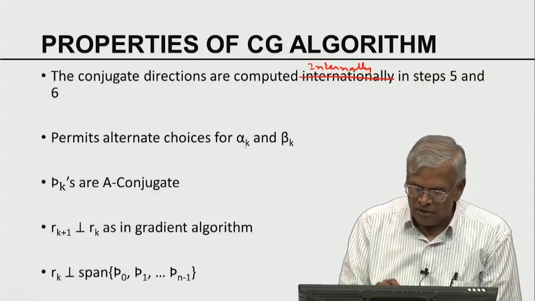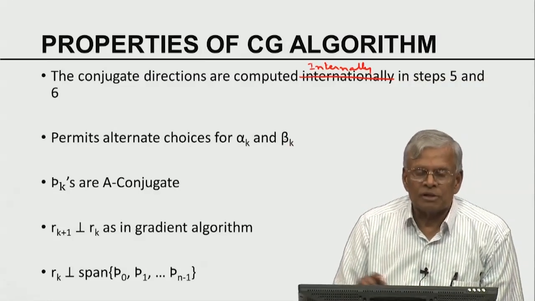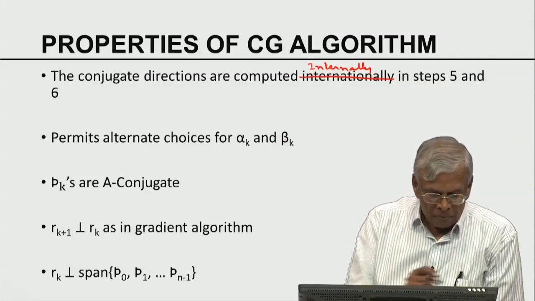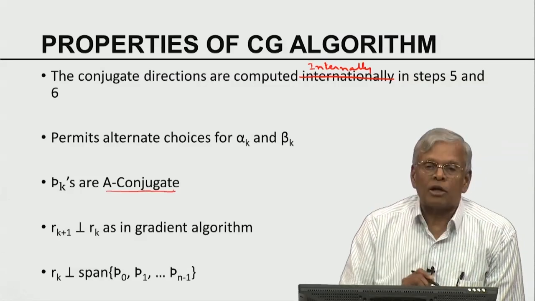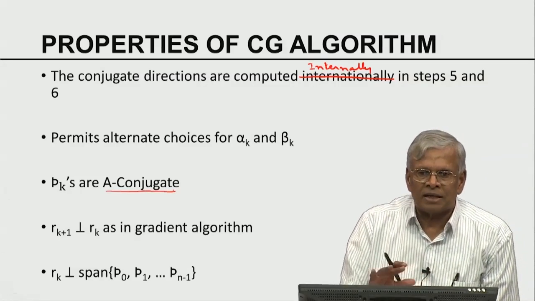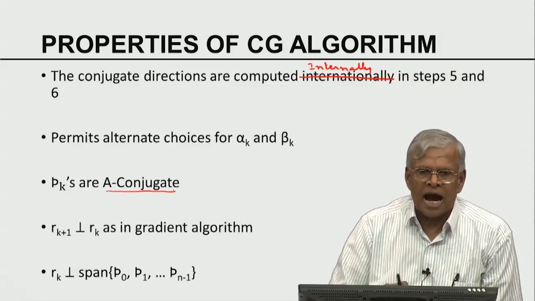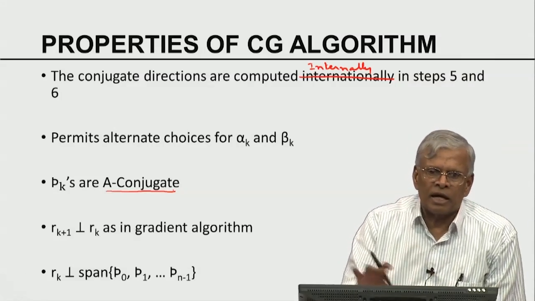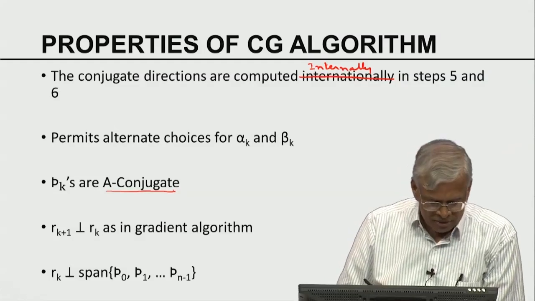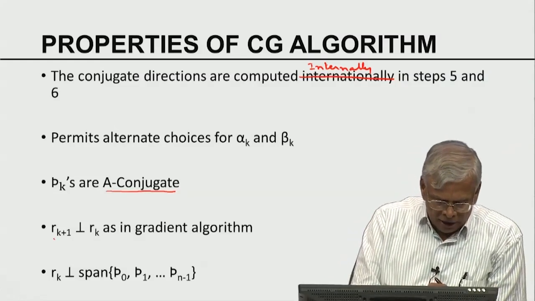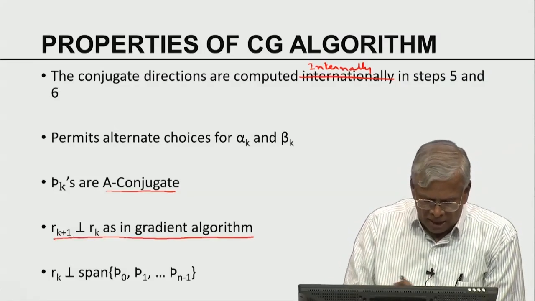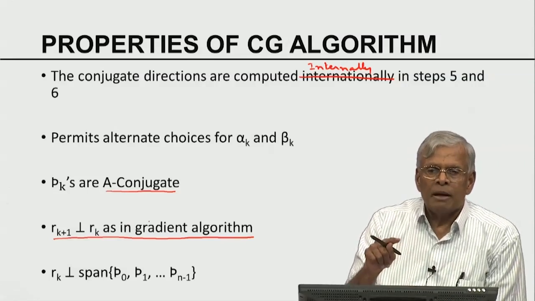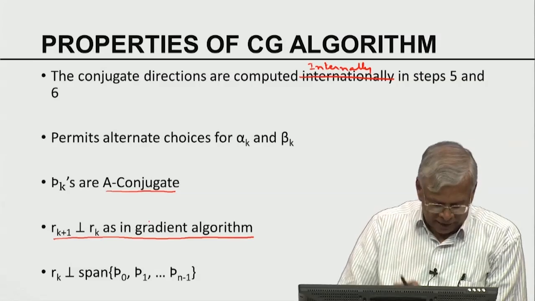Alternate choices of alpha k and beta k are given in the respective steps. They are equivalent. P k's are conjugate. I am not going to indulge in the proof of that. That will take a little bit longer time. But the proof that the p k so generated are conjugate is contained in several sources. R k plus 1 is perpendicular to R k as it happens in the gradient algorithm. So the residuals preserve the same property as in the gradient algorithm.